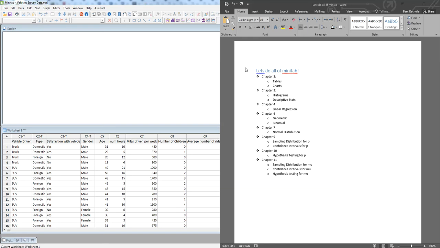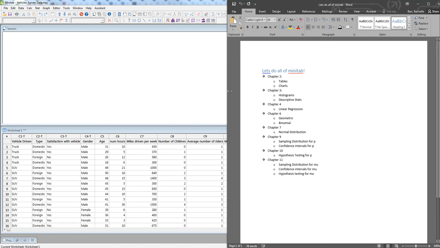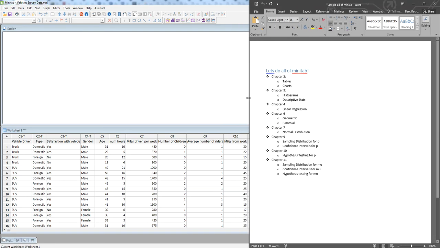So this is my idea of a joke. Hey, let's do all of Minitab. And I mean it. I'm going to go through and show you how to do everything that you maybe forgot how to do. And I'm going to do it in order too. So I'm also going to attach this document. Well, actually, that's kind of pointless. I don't know if I need to attach this document. Let's do all of Minitab.